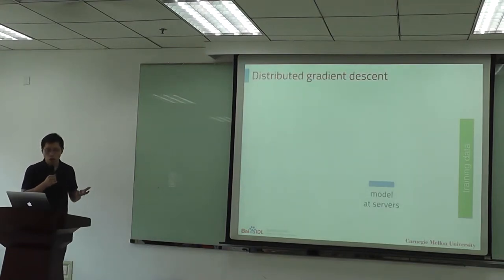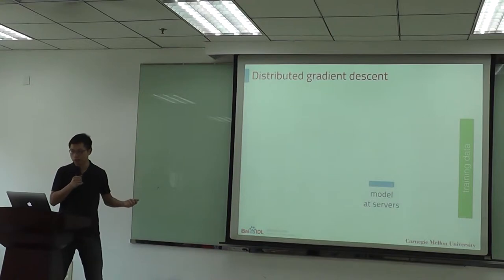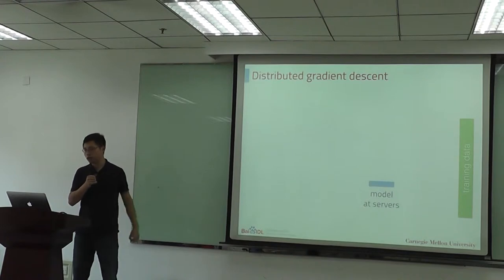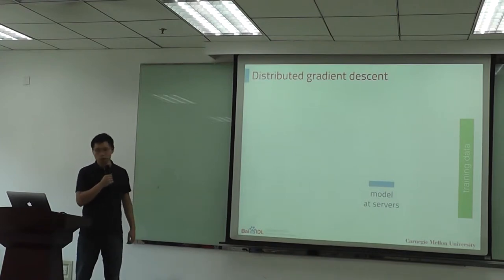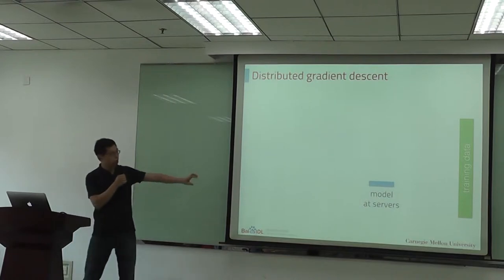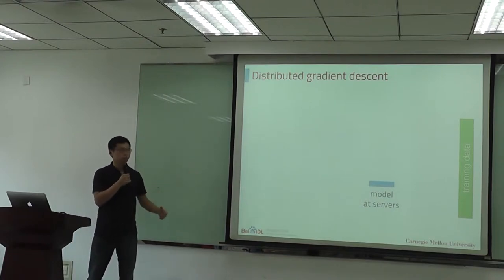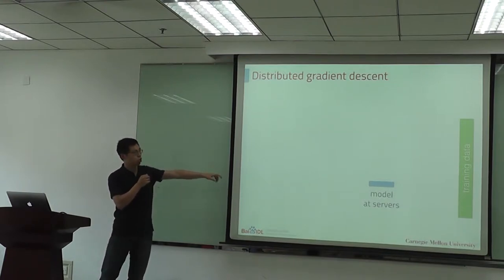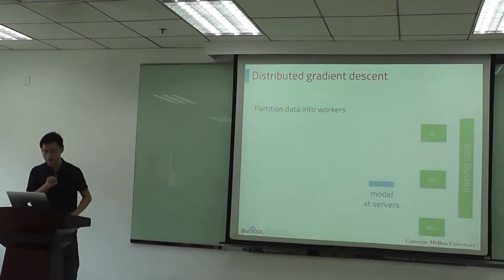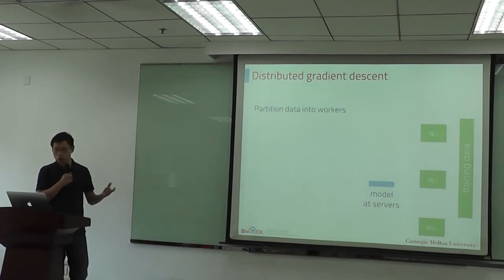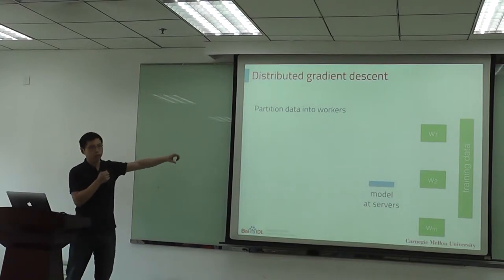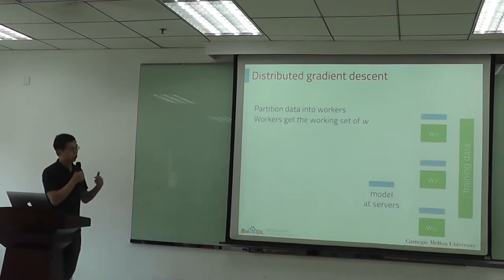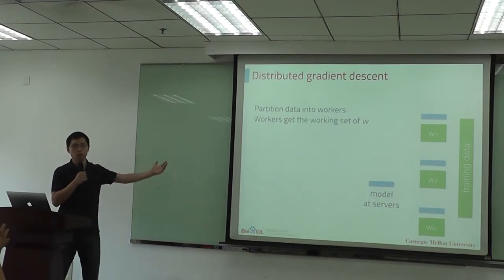Next, I'm going to show how we run a simple gradient descent here. We first assume we have the data located on, for example, HDFS or some network file system. And we assume the model is already on the servers. I only show one here, but there are multiple server machines holding the model. The first step is that you get some worker machines. Each worker machine reads a part of the training data, a part of the examples you have. The next step, you get the model. You just pull the model from the server nodes.